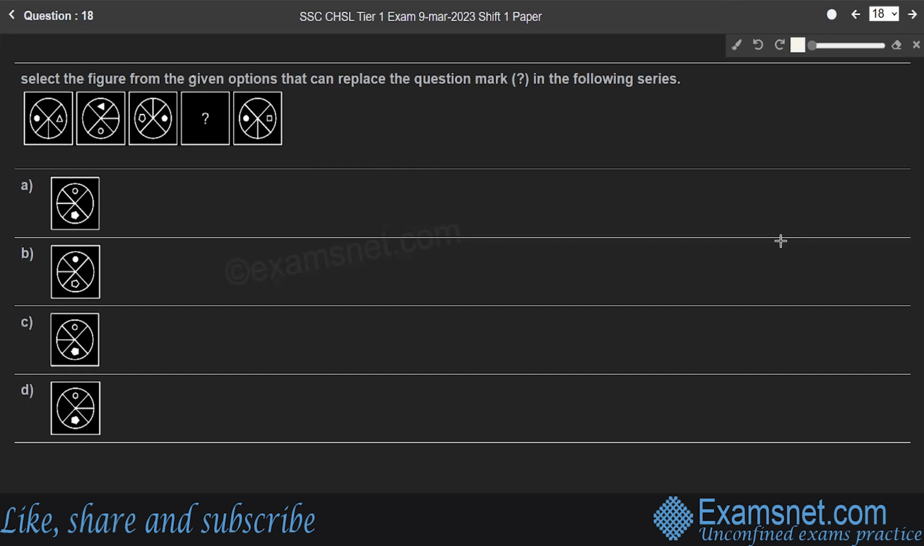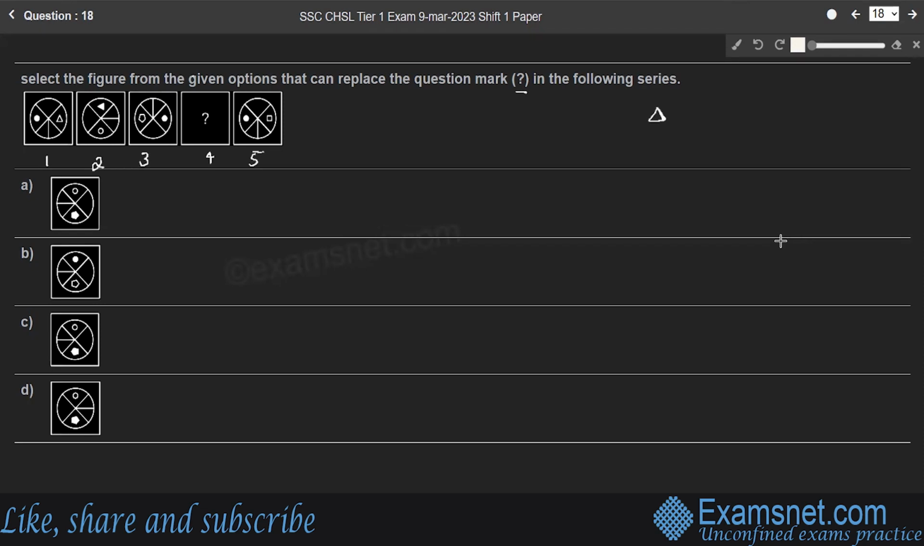Question 18. Select the figure from the given options that can replace the question mark in the following series. In the following series, there are 4 figures, 1, 2, 3, 4, 5. We need to find the 4th one, right? For that, let us consider the first figure, which has a circular portion that is shaded already, and a triangular portion pointing upwards, right?